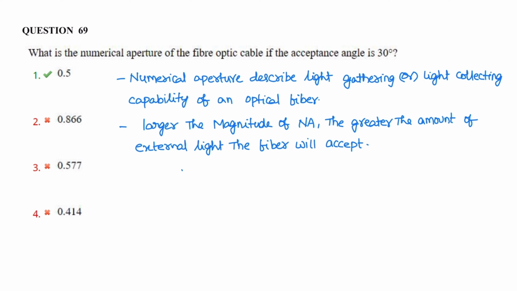So numerical aperture is sine theta A, where theta A is the acceptance angle. For the problem, the acceptance angle theta A is given as 30 degrees, so sine 30 is 1 by 2, that is 0.5, which is the numerical aperture. So the correct option is 1.